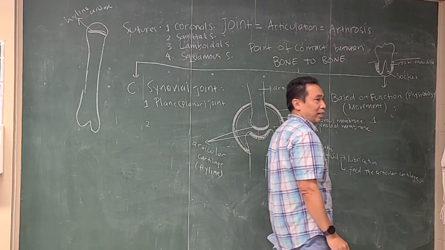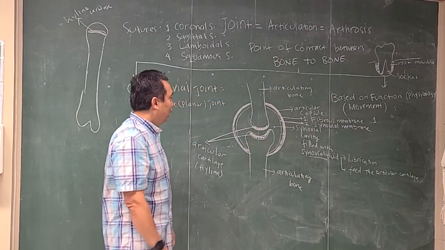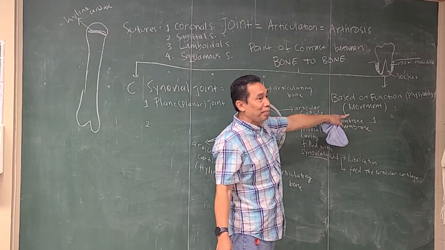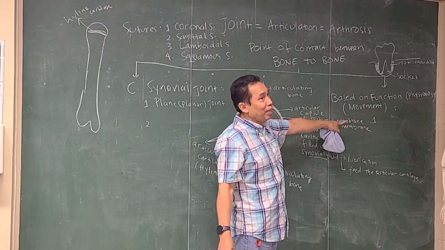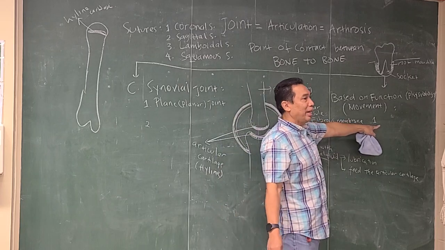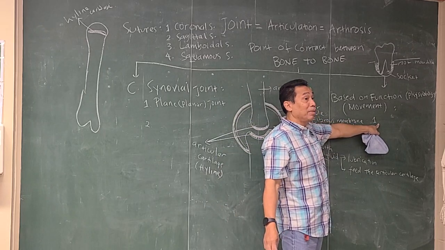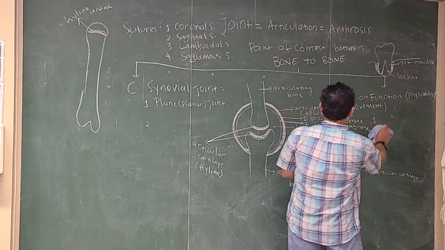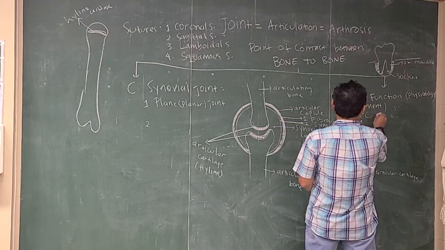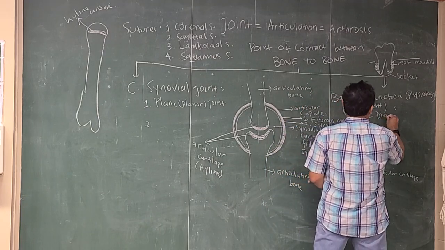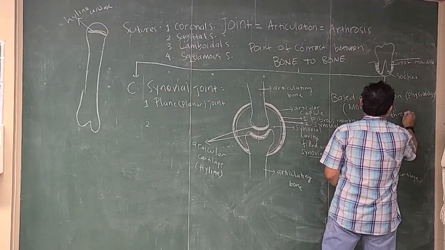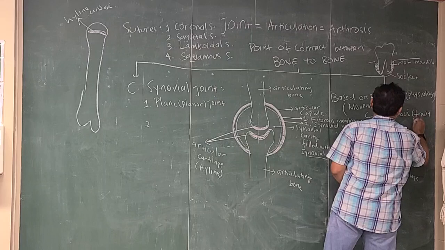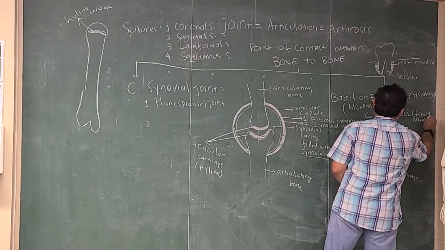Okay, are you with me? Now, on the function also, there are several types. And again, on the lab exam, you basically have to name this movement type. I didn't put that one first. This is diarthrosis. What does diarthrosis mean? Freely movable joint.